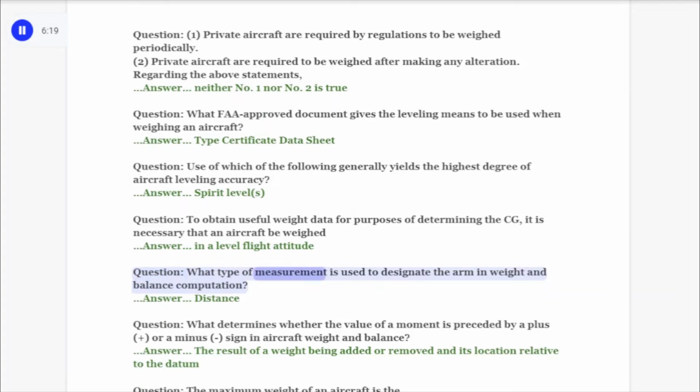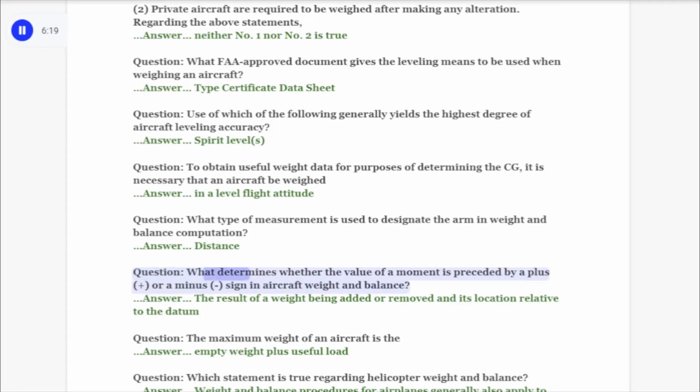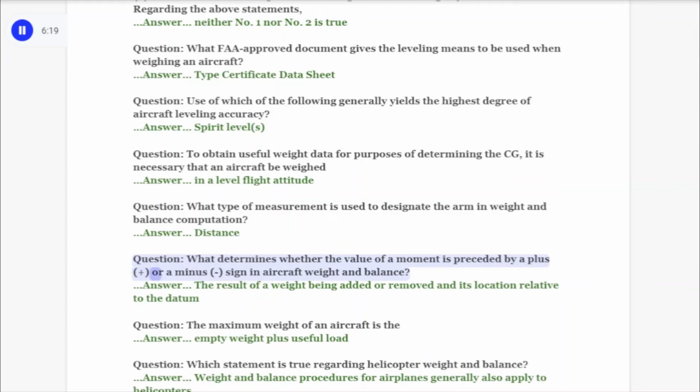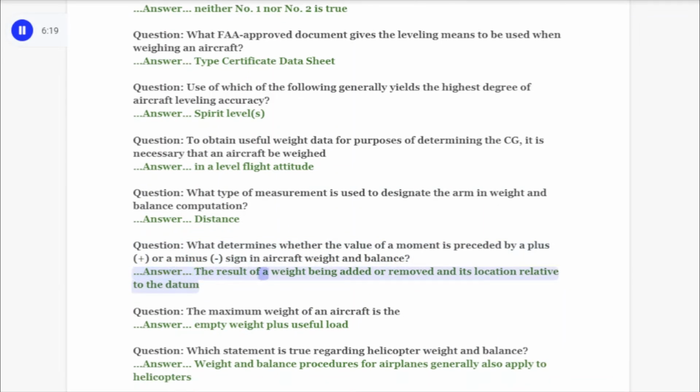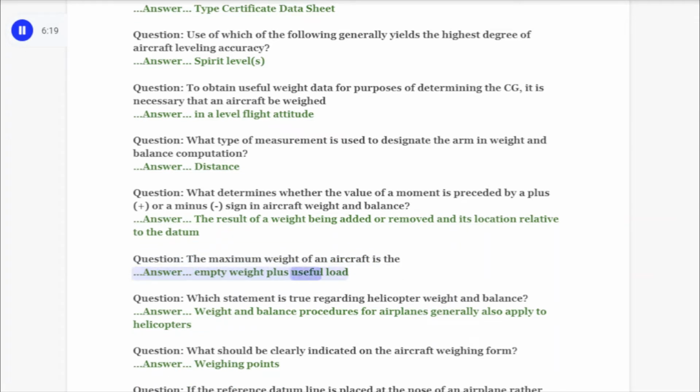Question. What type of measurement is used to designate the arm in weight and balance computation? Answer. Distance. Question. What determines whether the value of a moment is preceded by a plus, or a minus, sign in aircraft weight and balance? Answer. The result of a weight being added or removed and its location relative to the datum. Question. The maximum weight of an aircraft is the. Answer. Empty weight plus useful load.